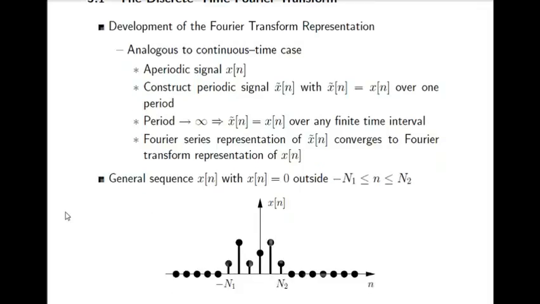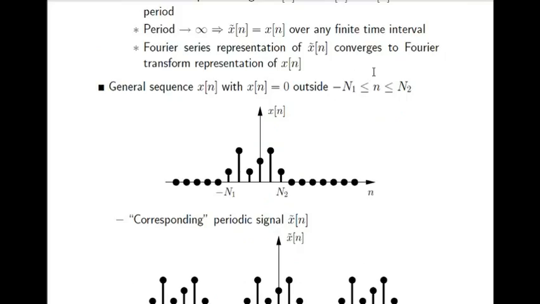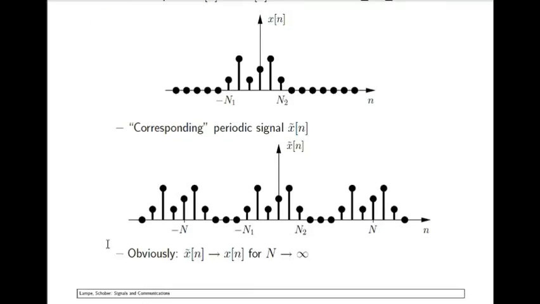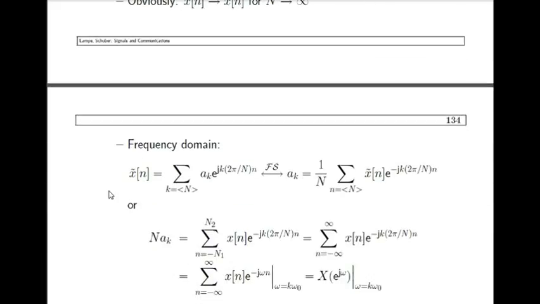We are considering a signal x of n where x of n equals 0 outside of minus n1 to n2, as you can see here. Its corresponding periodic signal x bar n will be this signal taken as periodic, where it is repeatedly being drawn. Obviously, you can see that x bar n will be equal to x of n when capital N tends to infinity.